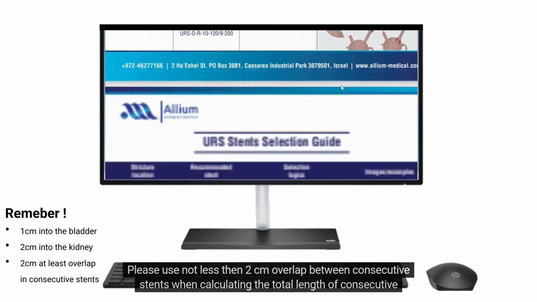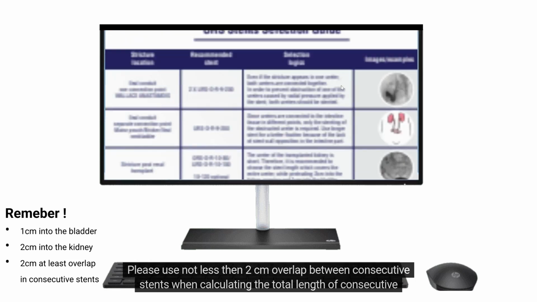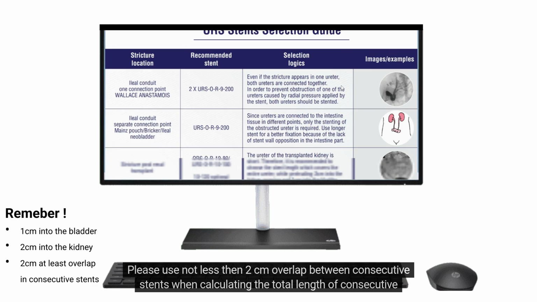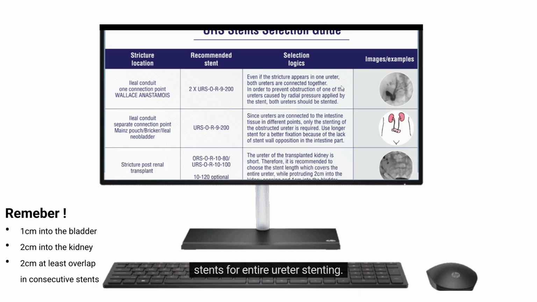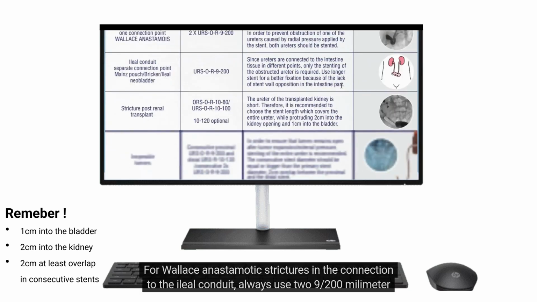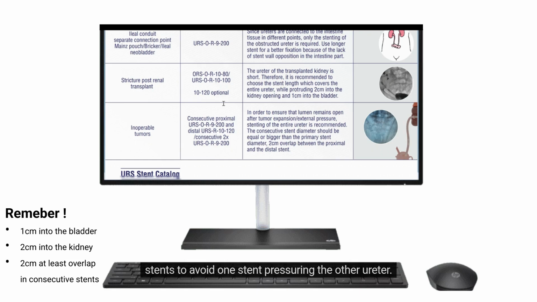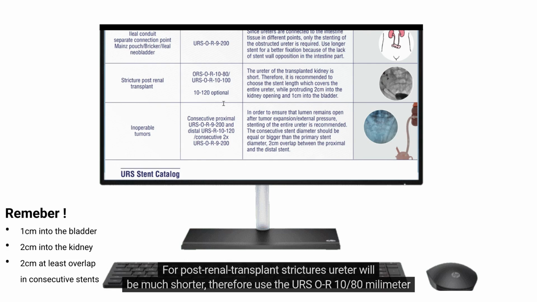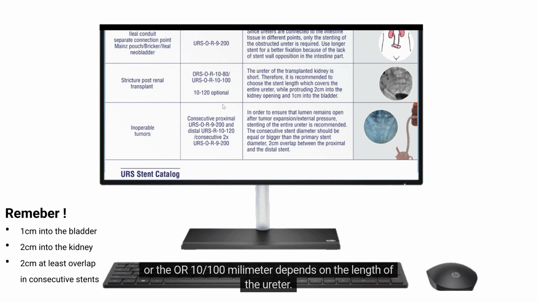Please use not less than 2 cm overlap between consecutive stents when calculating the total length of consecutive stents for entire ureter stenting. For Wallace anastomotic strictures in the connection to the ileal conduit, always use two 9/200mm stents to avoid one stent pressuring the other ureter. For separate connection points like in Bricker, use the 9/200mm. For post-renal transplant strictures, the ureter will be much shorter, therefore use the URS OR 10/80mm or the OR 10/100mm, depending on the length of the ureter.